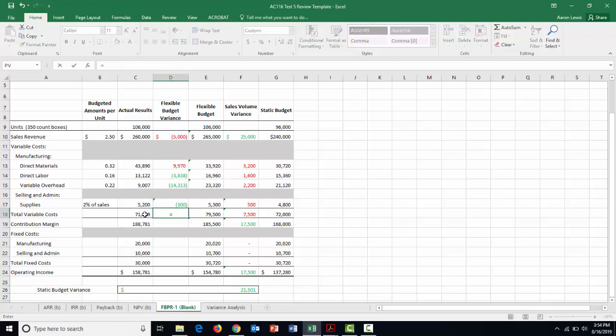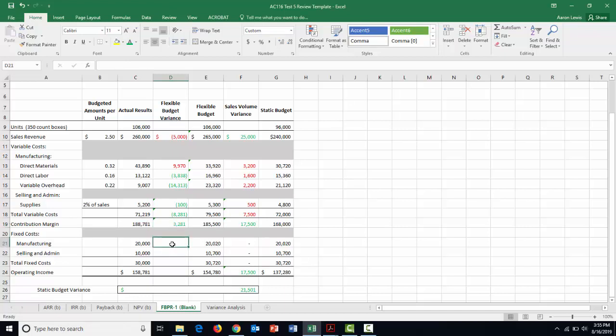For our total variable costs, $71,219 minus our flex budget amount of $79,500. I don't know what just happened there. I put a slash in afterwards. Let me get that out of there. There we go. There's a difference of $8,281. Our variable costs are far less than our flex budget says we should have paid, so we can make that green. Our contribution margin of $188,781 is greater than the $185,500 we should have had, so that's favorable. Let's make that green.